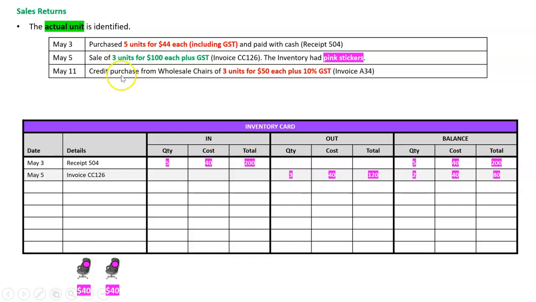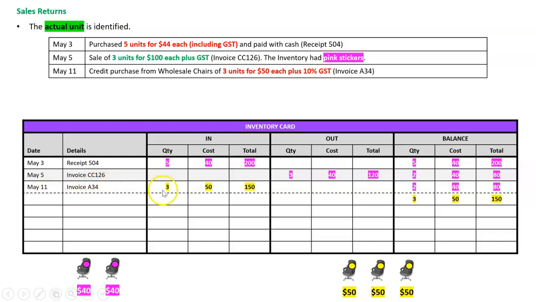May the 11th, we buy more chairs from Wholesale Chairs, 3 units for $50 each plus 10% GST, invoice A34. So we do the date, the details, which is a document number, and this time we've got 3 chairs coming in because it's a purchase for $50 each for a total of $150. We're going to put yellow stickers on these ones. So now the balance is we've got 2 at $40 for $80, that's these 2 here, and 3 at $50 for a total of $150 here.